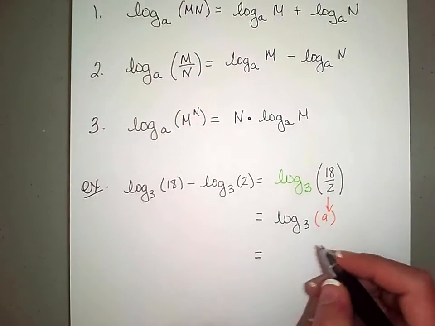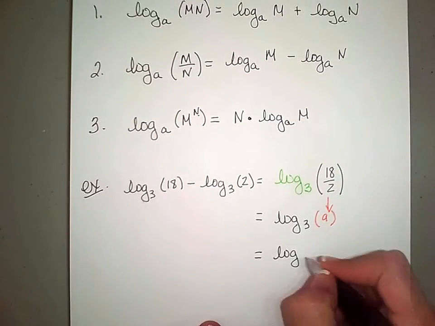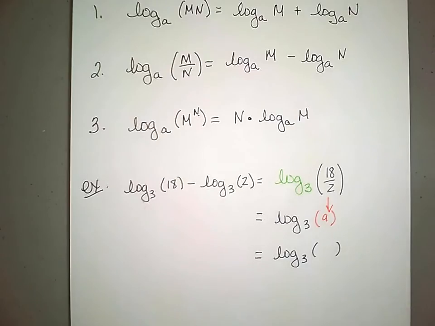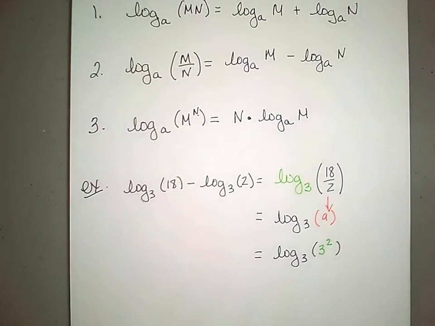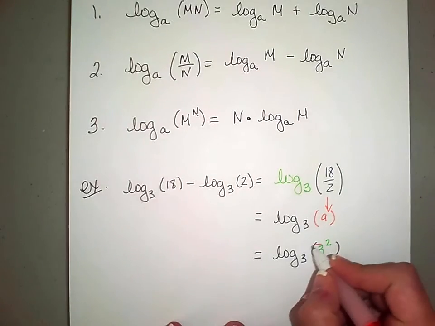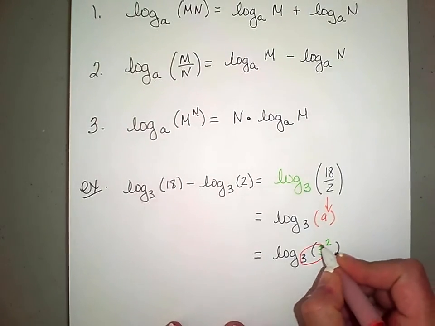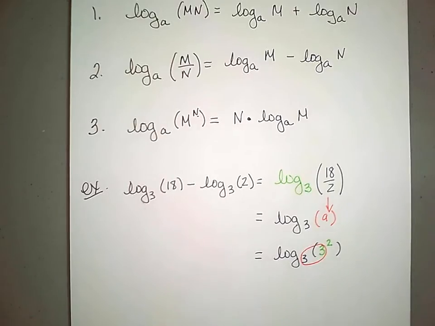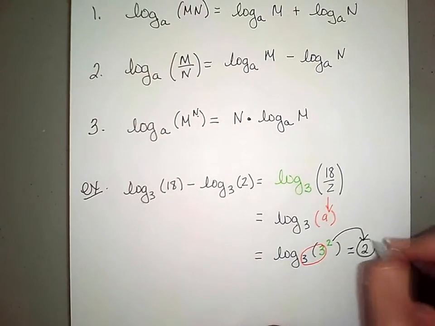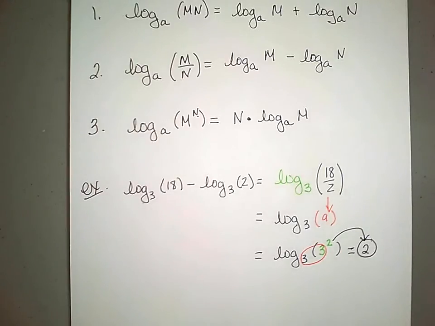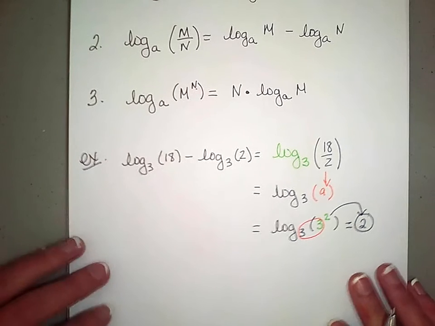And now we can evaluate this. We know that this is the log base 3 of 9, but remember 9 is 3 squared. And now by rules of inverses, these two match, and so our answer must be the exponent. Let's try another one.